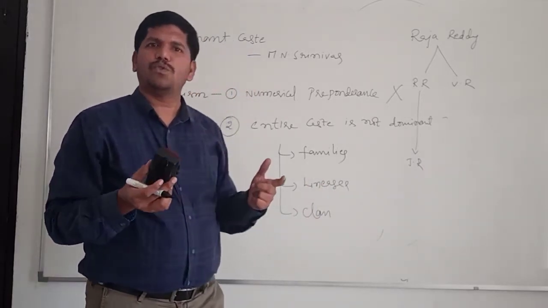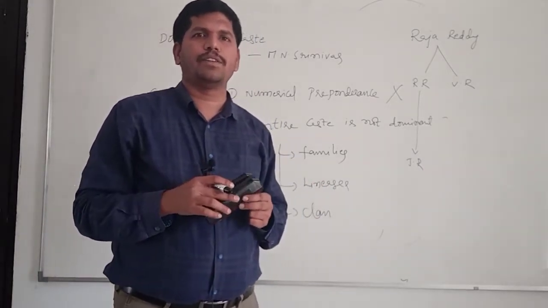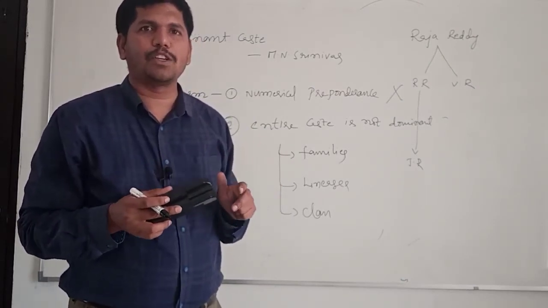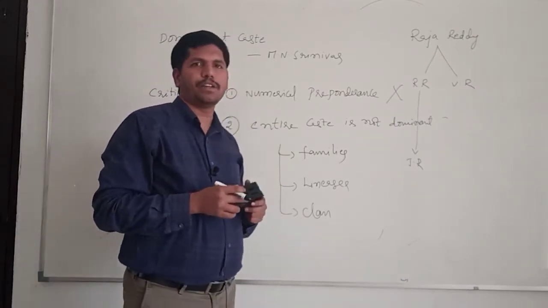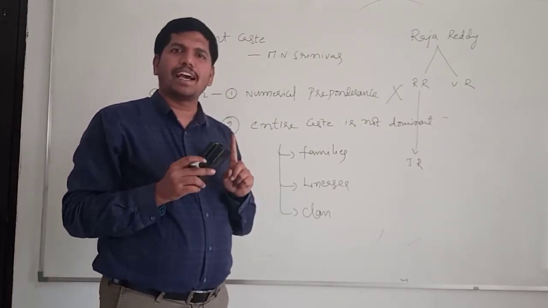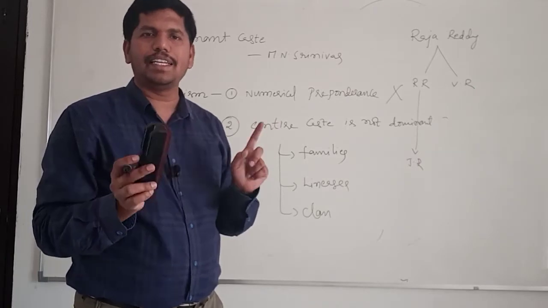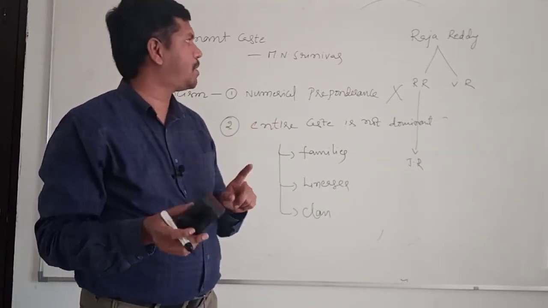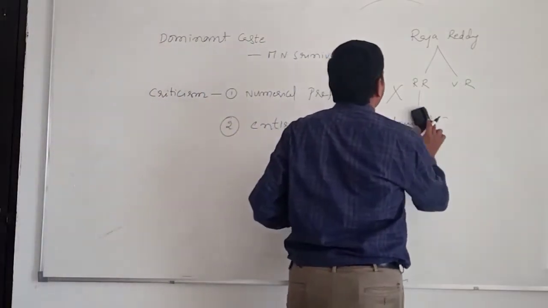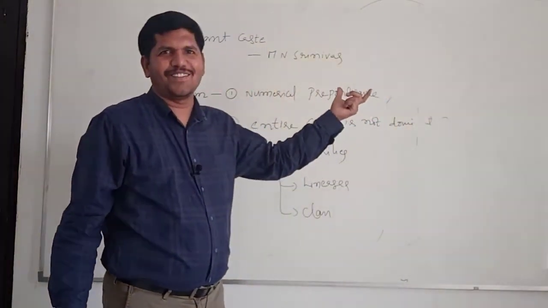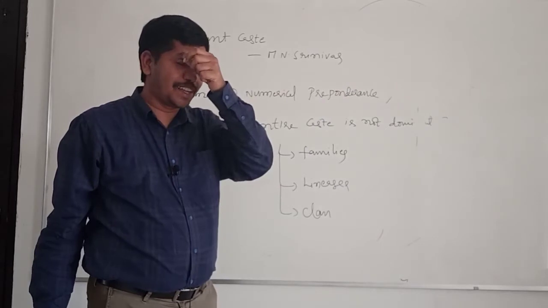If you go to eastern Uttar Pradesh, certain Rajput families, certain clans belonging to Rajputs, are dominant. That's why the entire caste is not dominant. Certain families may be dominant, certain lineages may be dominant, certain clans may be dominant. Don't write this Jagannath Reddy and Rajshekhar Reddy example in the exam.